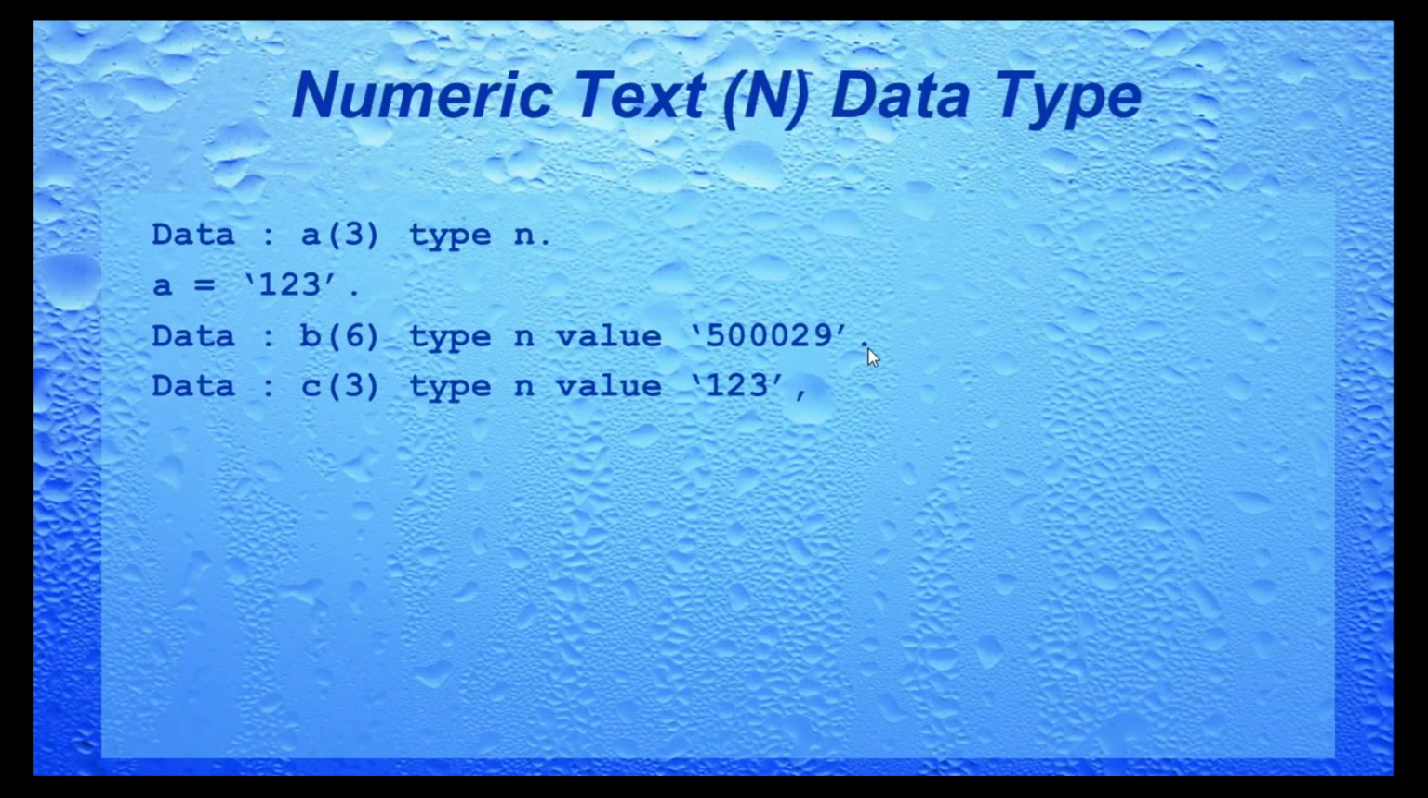C of 3 type n value 123. So you can define it like that. And we are assigning the values just beside the declaration part, which, as I told you, is not recommendable, but it's something we can do.